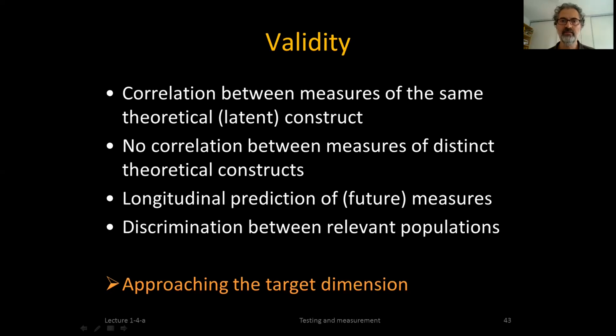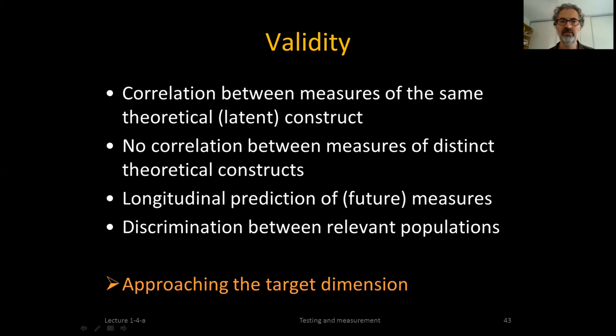To assess that, people try things like correlations between measures that are supposed to assess the same theoretical construct. They should be highly correlated if they assess the same construct. And conversely, tests that assess different constructs should not be very highly correlated. Tests that assess a certain construct should also longitudinally predict future performance of other measures that are theoretically related. For example, a vocabulary test in preschool should predict reading comprehension in middle elementary school.